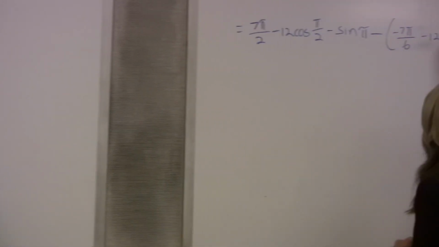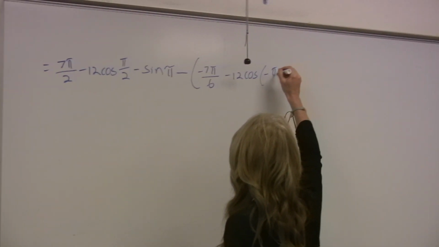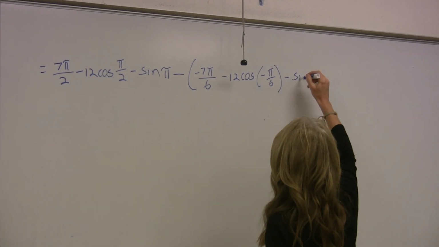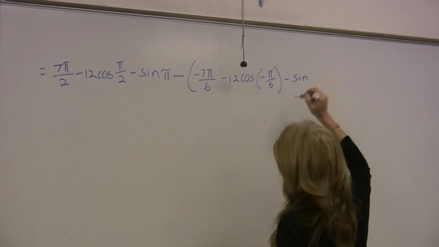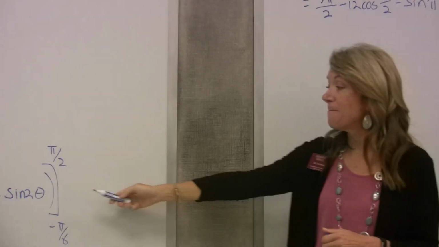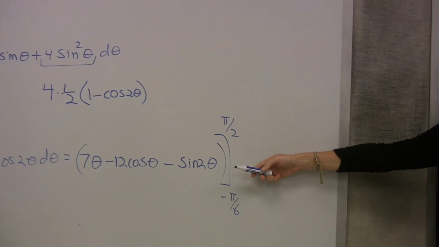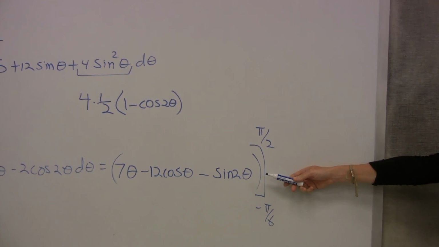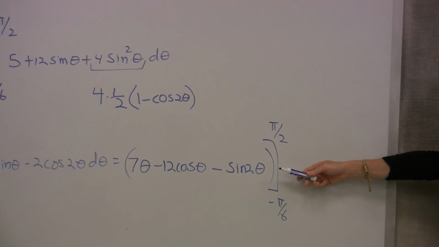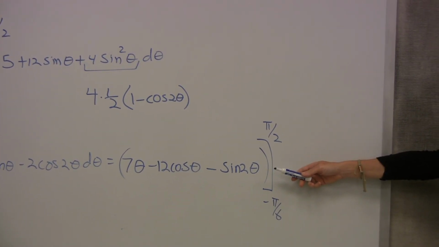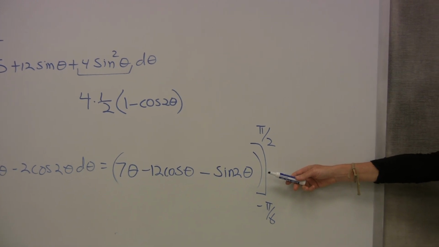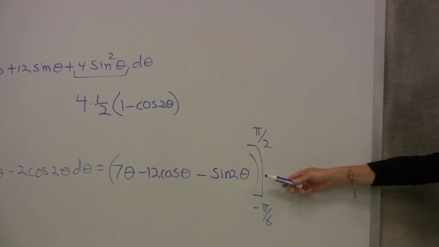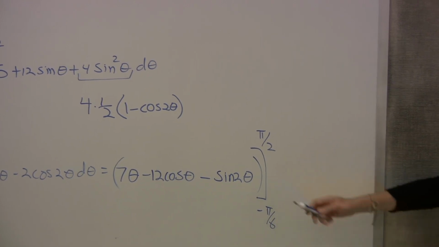Minus 12 cosine of negative pi over 6 minus sine of what? What happens when I plug negative pi over 6 in here? Sine of... nope, it's not sine 0. It's pi over 3, right? Because it's 2 pi over 6? Well, negative 2 pi over 6, so I'll make it negative pi over 3.